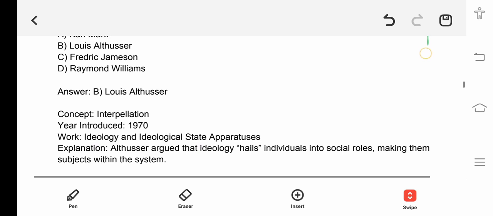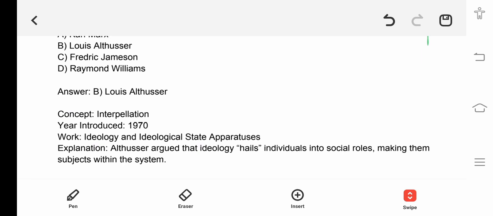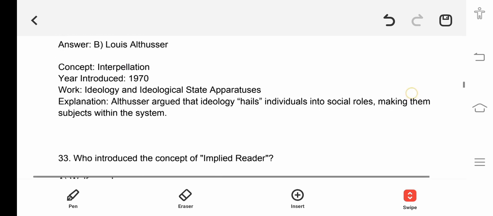What is this concept? In this concept, Althusser argued that ideology hails individuals into social roles, making them subjects within the system. This concept was introduced in the year 1970 in the work Ideology and Ideological State Apparatuses. Okay, now let's move on to the next question.